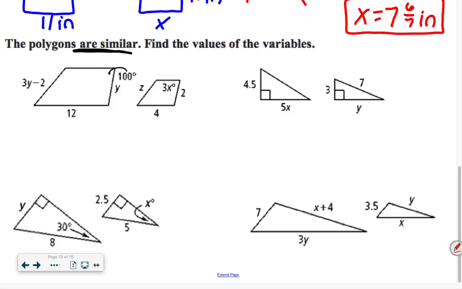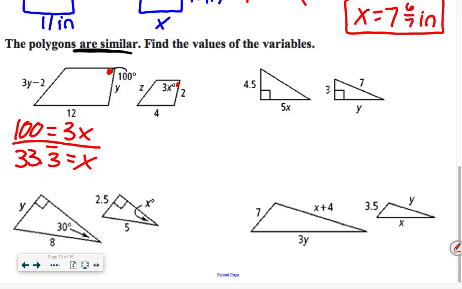So, match our angles. I said these have to be the same, yes? Yes. So to find x, all I've got to do is have 100 equal to 3x. How am I going to find x? Divide by 3. X is 33.3 repeating. That is x.